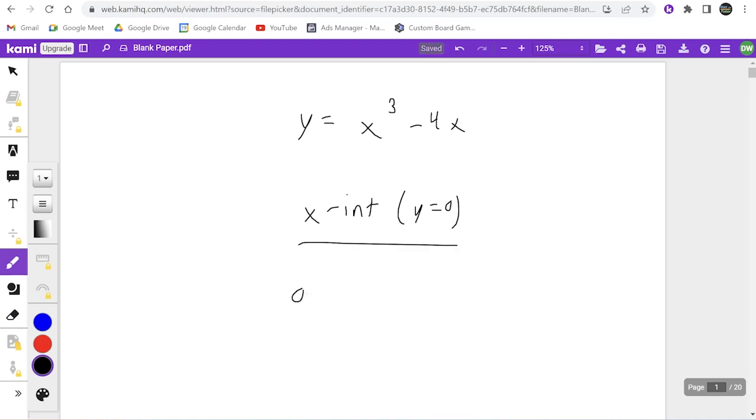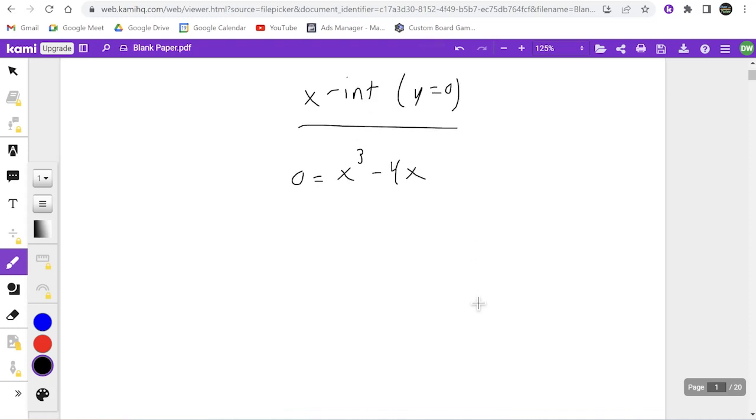So that means 0 equals x cubed minus 4x. And now we solve. Most pre-calculus students do not know how to solve this. It's a crying shame. I blame the state education system. But that's not the problem. The problem is you need to factor out an x.